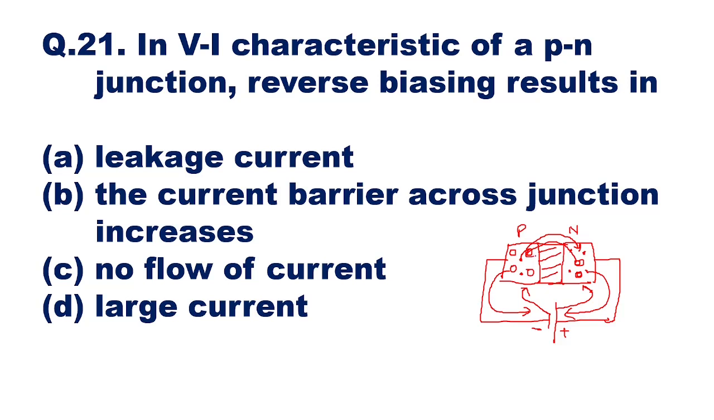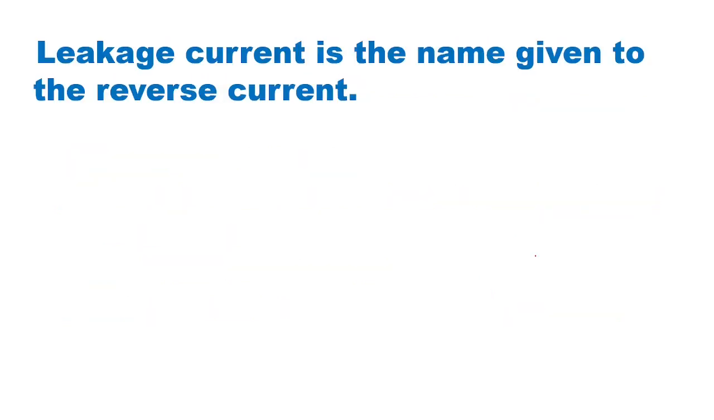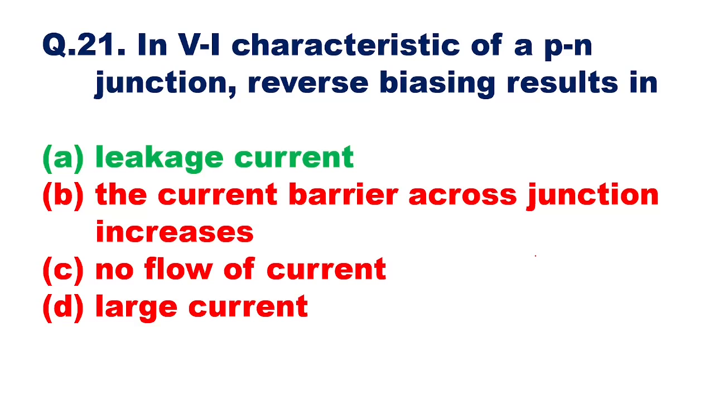Now this is a reverse current which is flowing, and this reverse current is because of minority charge carriers, and this reverse current is also called leakage current, and therefore here option A will be the right answer. In VI characteristics of a PN junction, reverse biasing results in leakage current. So leakage current is a name given to the reverse current, and here you can see option A is the correct answer. Then we'll go to the next question.